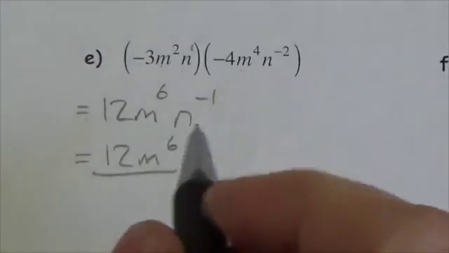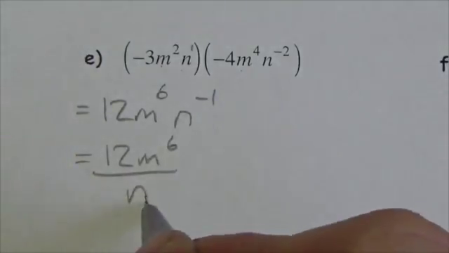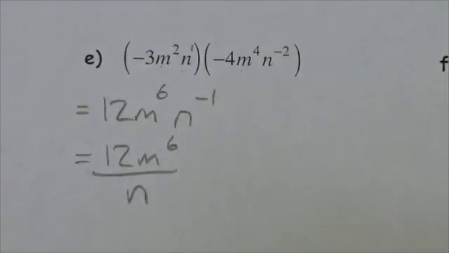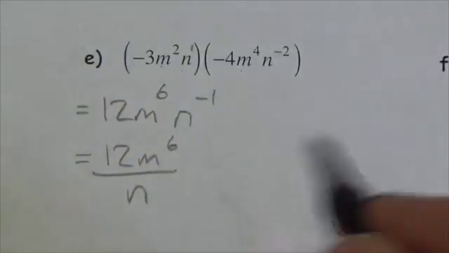And we know that the negative is just going to cause that factor there to jump into the denominator. So I'll get 12m to the 6th over n. And that's the answer we're looking for here.